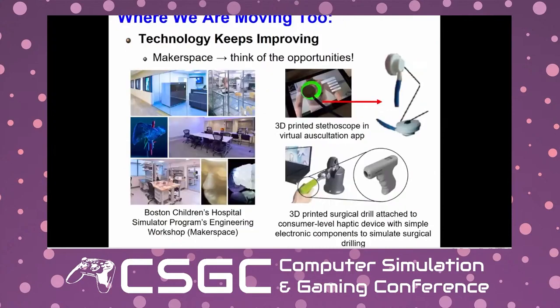And where are things moving to? Technology keeps improving, things get smaller, and price comes down. And that spurs further development, because now more people can buy the devices and the VR headsets and what have you, and that spurs more development. And we have 3D printing, and we can do some really neat things using makerspace type facilities. And I talked earlier about the haptic device to simulate the epidural procedure. That was all done in-house with a few hundred dollars.